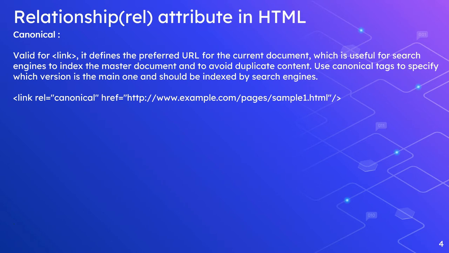The next one is canonical. This is valid for the link element. It defines the preferred URL for the current document, which is useful for search engines to index the master document and to avoid duplicate content. Use canonical tags to specify which version is the main one and should be indexed by search engines. So this is the syntax: rel equal to canonical, then the master URL, which is the master content. In your duplicate content, you can specify this canonical tag pointing to the master content.